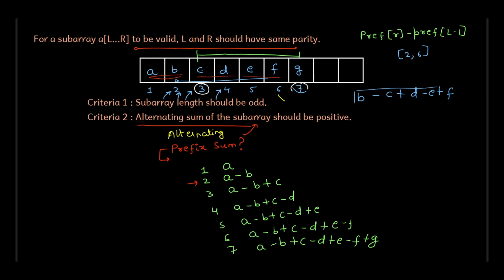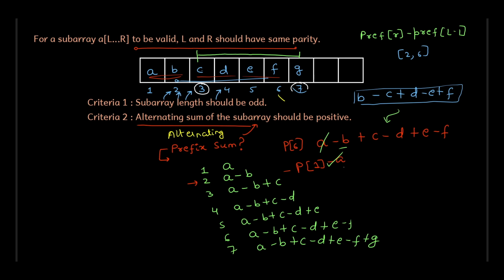So how do you get this number? To get this number, if you apply the same formula over here, you compute P of 6, which is what? A minus B plus C minus D plus E minus F. This is P6. And then you subtract P1, which is prefix of L minus 1, which is minus A. So after you do this subtraction, you will notice that A and A cancel out. But what you remain with is minus B plus C minus D plus E minus F. So you see that everything has the opposite sign from what you want.